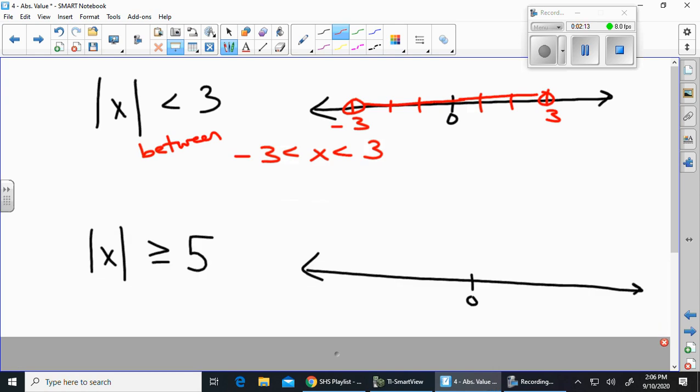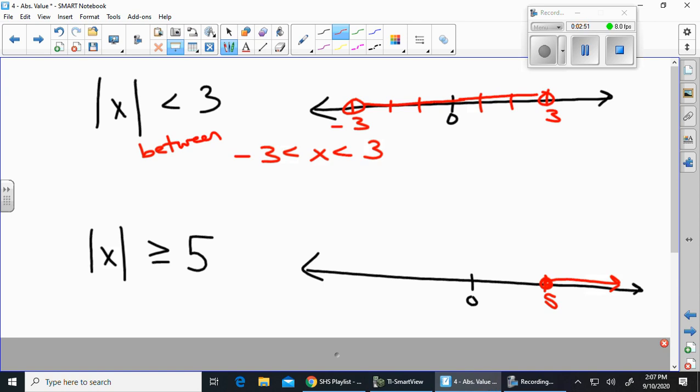Well, if I look at this, I want the absolute value to be bigger or equal to 5. Well, what kind of numbers could I put in there? I can't put 2. I can't put 3. I could put 5. I could put 6, 6.5, 5.1. I could put any number bigger or equal to 5.